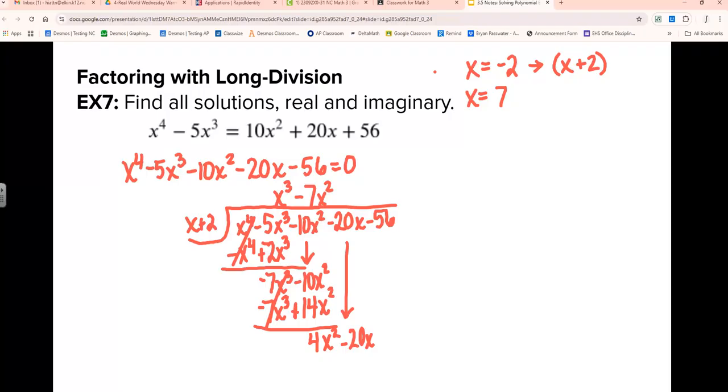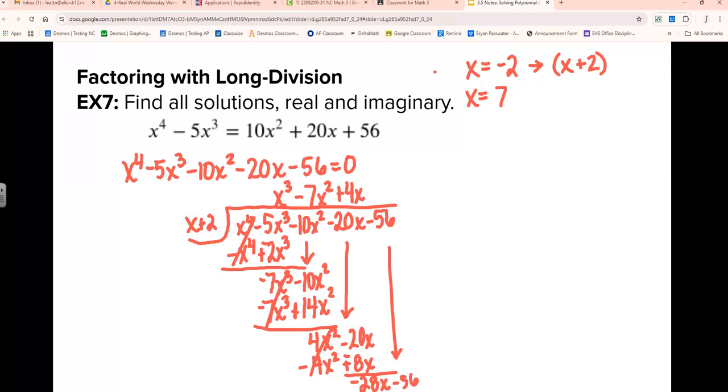Okay, I've got to ask myself, what times x gives me 4x squared? That is going to be a positive 4x. Notice all you're doing is taking the x away from whatever that term is. So 4x times x gives me 4x squared. 4x times 2 gives me a positive 8x. I need to subtract. So that's going to give me -28x. And then I need to bring down that -56.